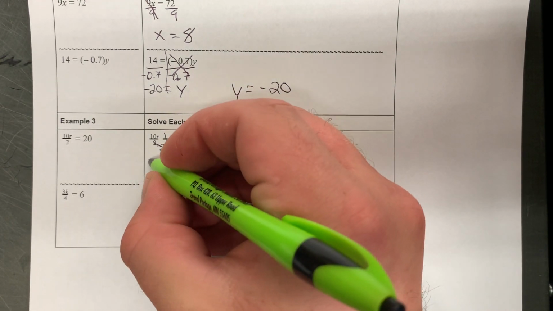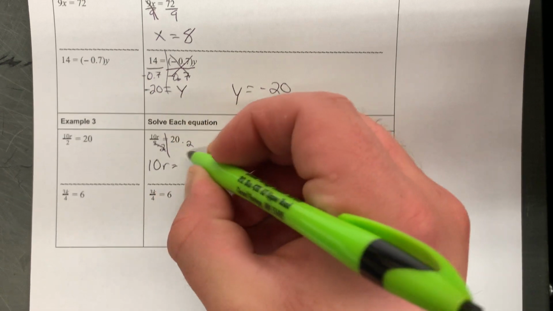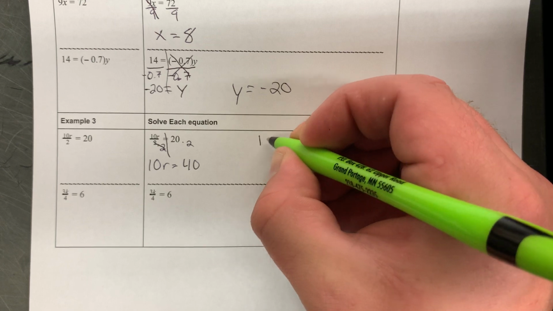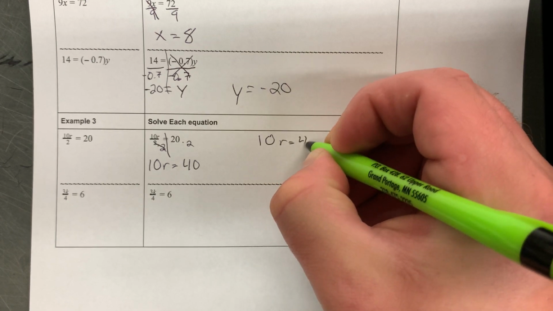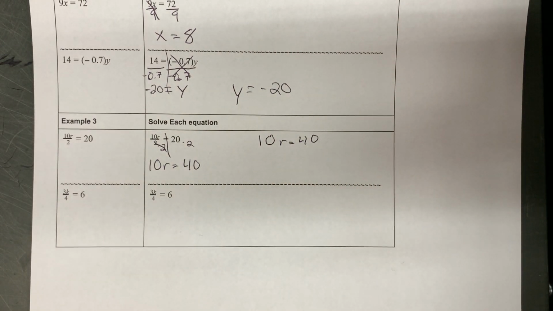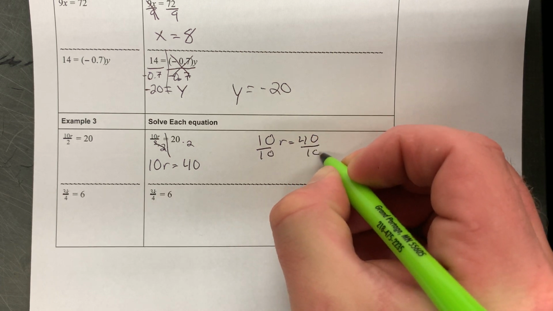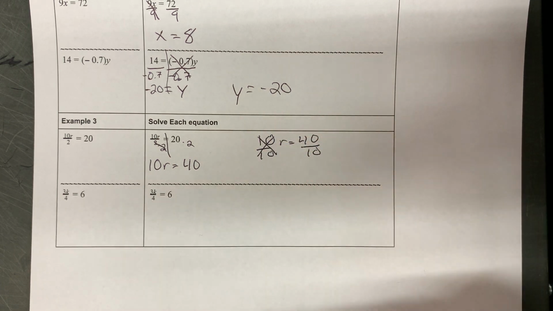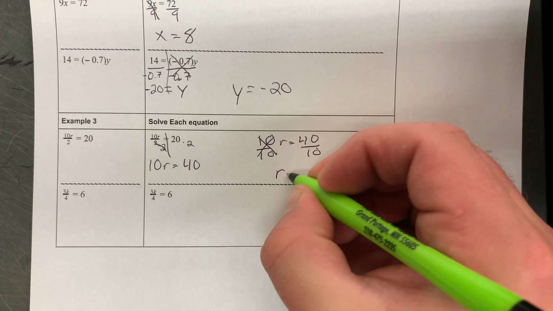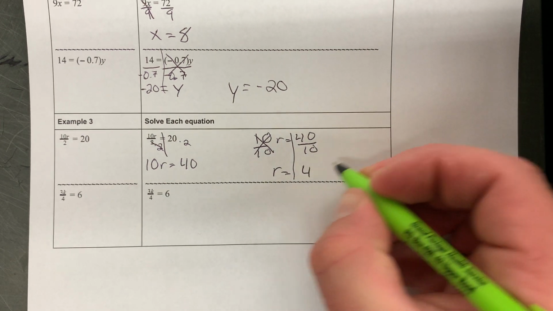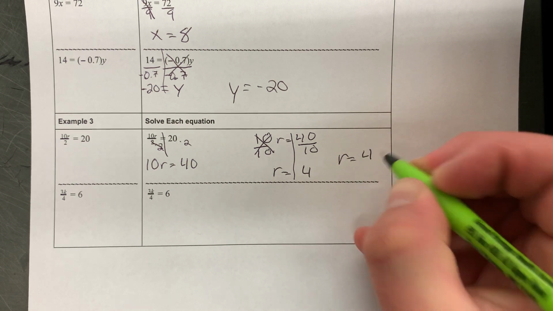That cancels out. I'm left with 10 times r equals 20 times 2, which gives me 40. I'm going to rewrite it up here so I have a little more room. Now I have 10 times r, so I have to do the opposite of multiplication, which is division. I have to divide each side by 10. These cancel out. I'm left with r equals 40 divided by 10, which gives me 4, or r equals 4.